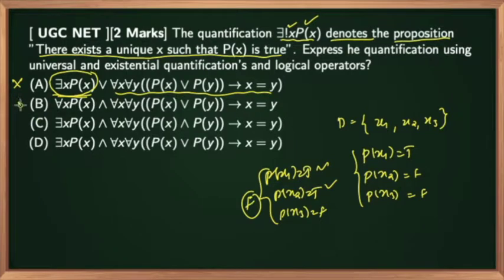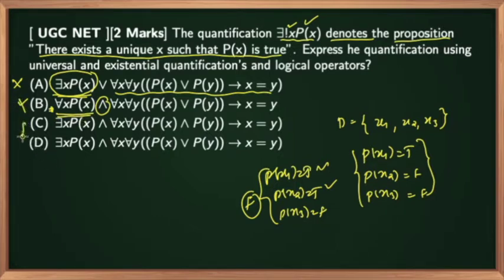Now if you see choice B, this is also wrong because we have for all x p of x and, right? So if this is true, then only this predicate is going to evaluate as true, right? So for this expression, it should evaluate as true, but for all x p of x will be false. So that means B is not the correct answer.